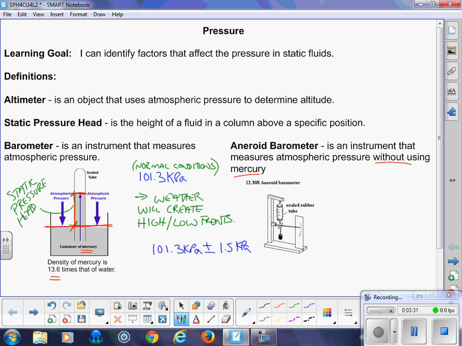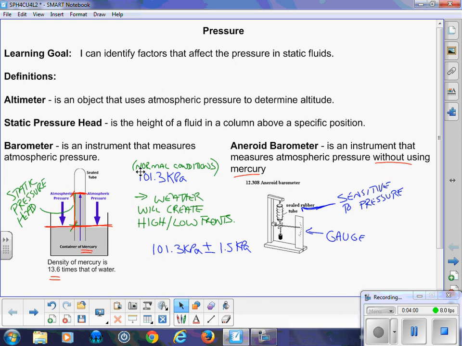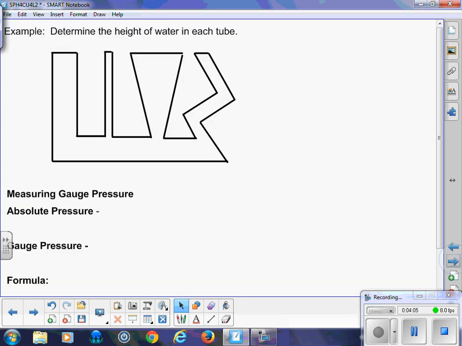So this works with a sealed rubber tube, which is sensitive to pressure. So it works in much the same way, except we have that sensitive sealed rubber tube, or it can be a type of metal can as well. But it's sensitive to pressure and works the same way. And instead of having static head, it has a gauge to read from for atmospheric pressure. So those are two instruments we use to measure the pressure around us.